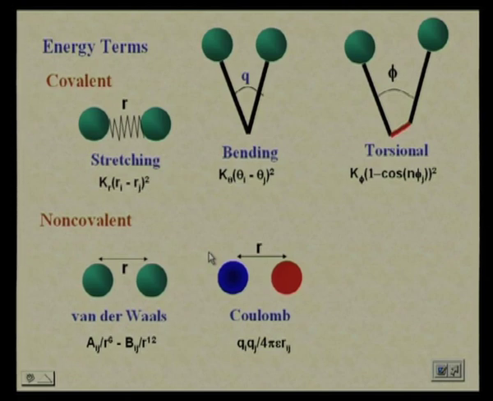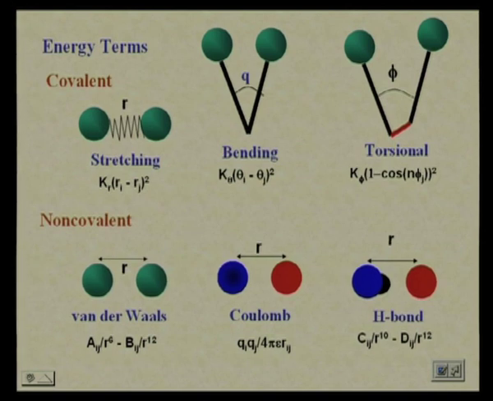Then we have the Coulombic attraction. What is this? This is due to the ionic interaction between the two ion pair formers. What else are we left with? The hydrogen bonding. So, this is another feature where we have the hydrogen bonding. Again, we have a 10-12 potential in this case.